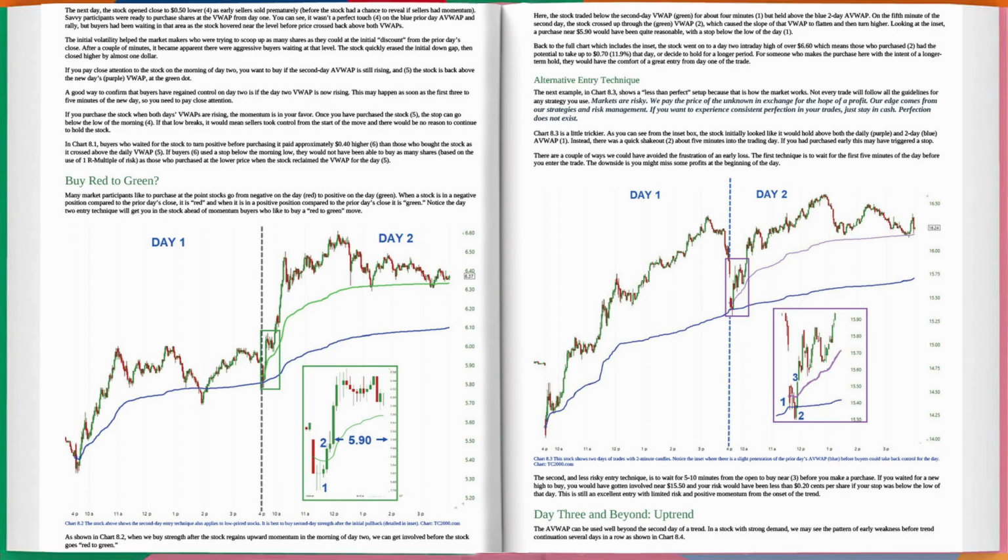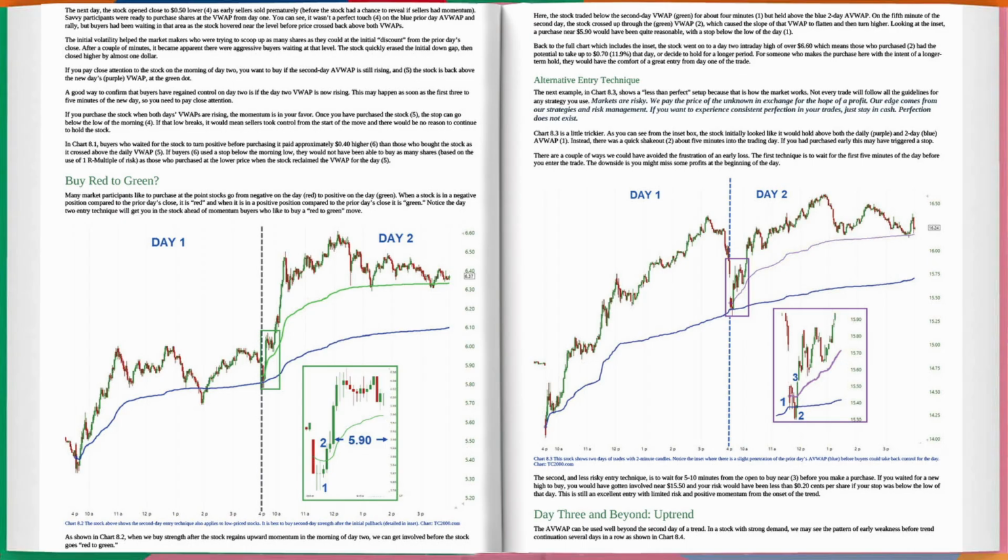Here, the stock traded below the second day VWAP green for about 4 minutes 1, but held above the blue 2-day AVWAP. On the 5th minute of the second day, the stock crossed up through the green VWAP 2, which caused the slope of that VWAP to flatten and then turn higher. Looking at the inset, a purchase near $5.90 would have been quite reasonable, with a stop below the low of the day, 1. Back to the full chart, which includes the inset.